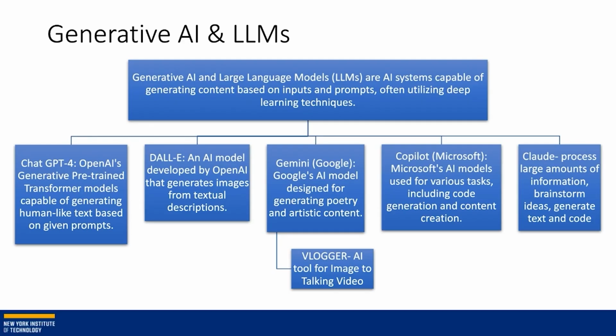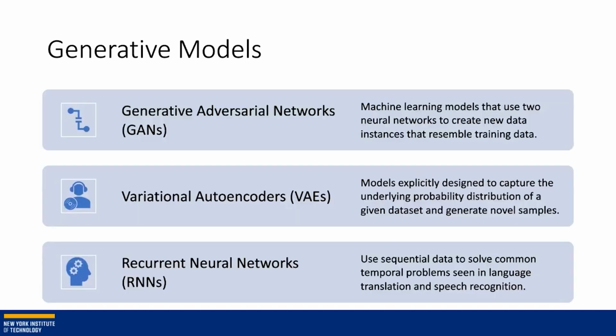Every single day, it seems like there's a new generative AI tool coming out into the universe of applications available to us. So there's definitely been more and more generative AI tools created out there. For generative models, there are three different types: generative adversarial networks, GANs, variational autoencoders, VAEs, and then recurrent neural networks, RNNs.